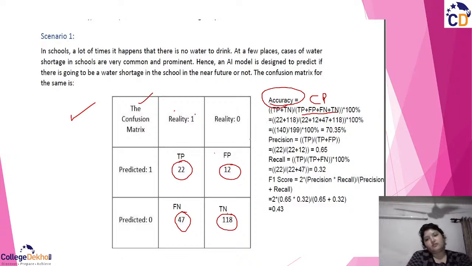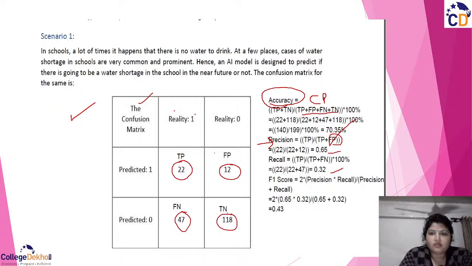Next thing is precision. Precision only talks about the positive ones. So here we have true positive upon true positive plus false positive. We are not considering the negative values. We are only focusing on positive ones. So here we have 22, that is true positive, upon 12 plus 22. So we are getting somewhere around 0.65. And in recall we include the false negative part also, so we will be getting 0.3.